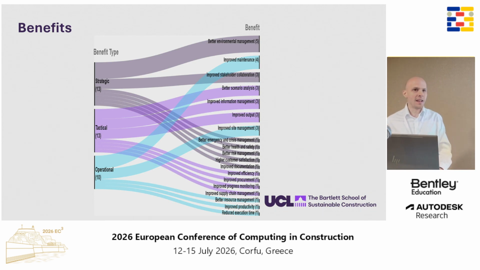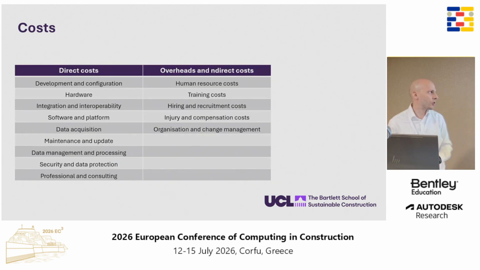So these are the benefits that I have compiled from the systematic literature review, and you can find that I've classified them from strategic, tactical, and operational benefits. And the next part, these were the costs. So very easy, very simple, just some direct costs and some indirect costs.